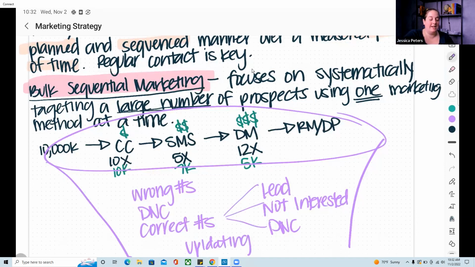I put DNC on the phone status side too, because you could have a wrong number DNC. Like they pick up and you're trying to call Bob and it's not Bob, but they say, don't ever call me again, dude. So you can have wrong number DNCs. And then you could also have correct number DNC, which means you don't market to that property at all anymore.